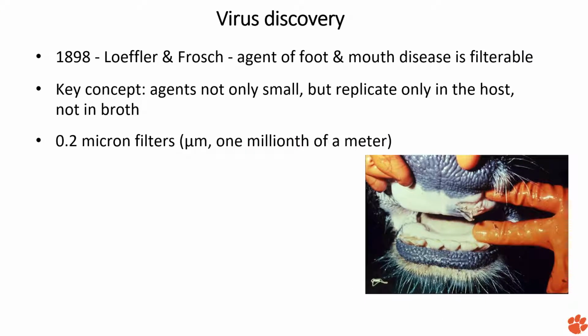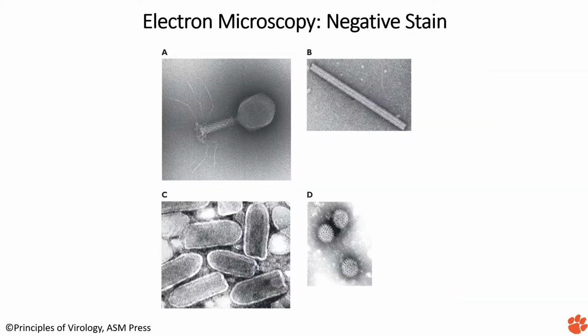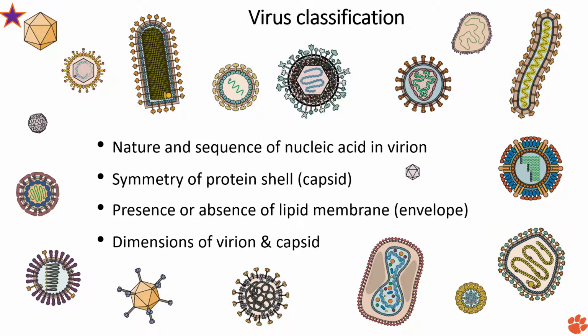All right, so what are the different ways that we classify the virus? So definitely remember the requirements for that. Just straight: nature and sequence of the nucleic acid, symmetry of the protein shell or the capsid, whether icosahedral or helical, presence or absence of the lipid membrane, enveloped or non-enveloped, dimension of the virion and the capsid. These are some of the ways that we classify. So just straight what is on the PowerPoint.